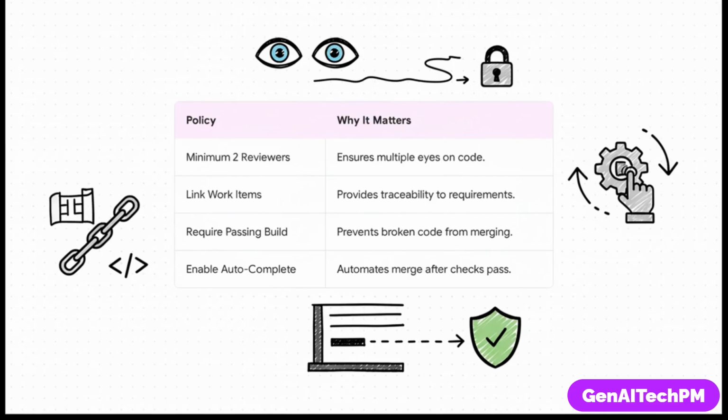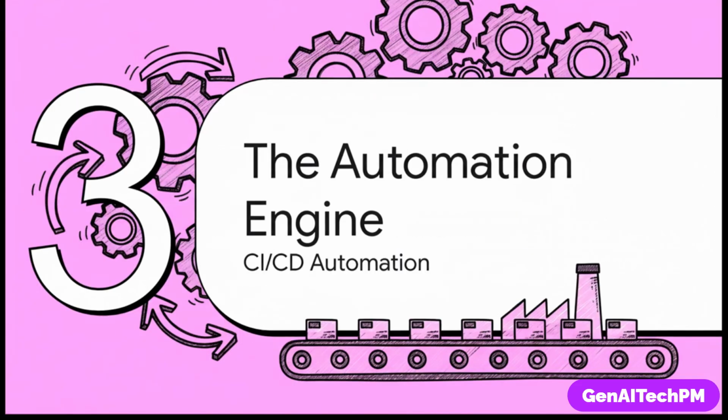Okay, this is where it gets really cool. Azure Repos lets you set up these simple rules, called branch policies, that act like an automated safety net. For example, you can require that at least 2 people have to review every code change. You can make sure every change is linked back to a requirement. And maybe most importantly, you can block any code that breaks the build. It's automated quality control.